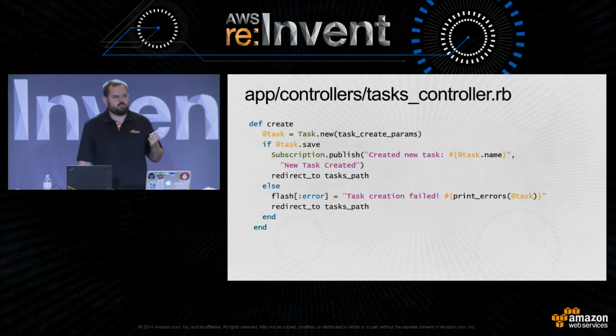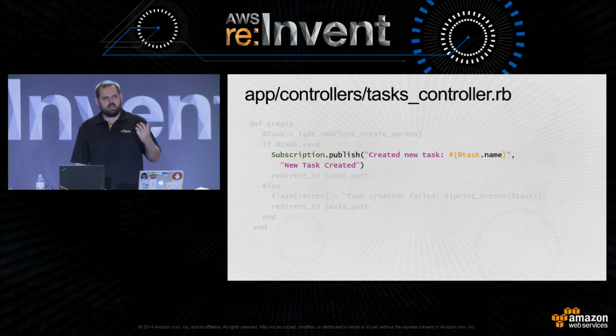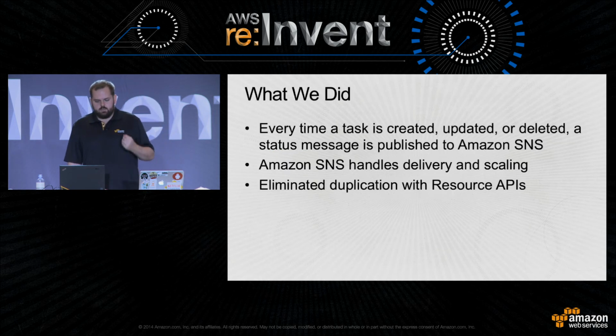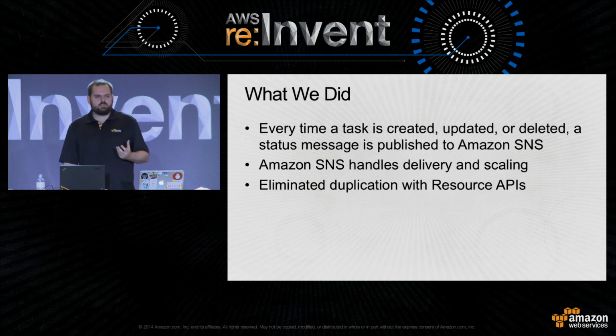In the task controller, for each task action, we want to add a publishing notification. We're not writing all this code. We're just writing one line in it. So we say we created a new task, we plumb through the task name, add a title to the message, and we can send that along. So what did we do? Every time the task status changes, we publish a status message using Amazon SNS, which handles the delivery and scaling. And using the resource APIs, we eliminated some code duplication.